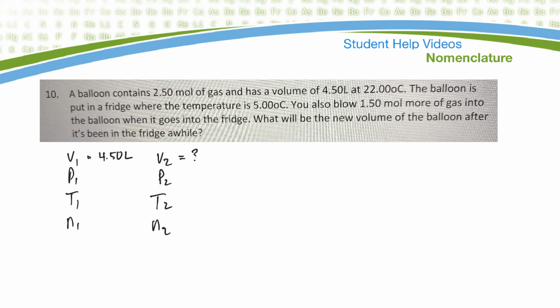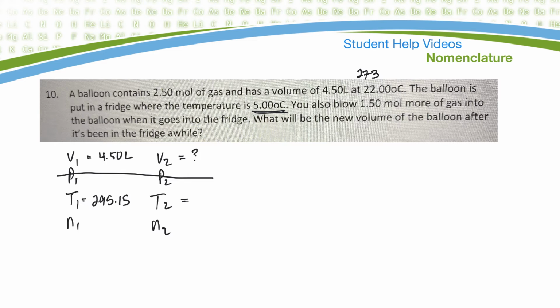Initial pressure, I don't see any pressure in there. So if I don't see any pressure, and it might change in the question, but let's say that the pressure is a wash. Then they say the temperature is 22, so 273 plus 22 would be 295.15. That's the initial temperature.